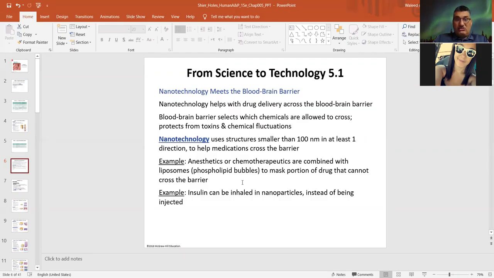Blood-brain barrier is very tight. It's a tight junction. So things cannot reach the brain easily. It's extremely hard for molecules, even if they're small. It's very hard to reach the brain, and this is obviously for protection of the brain. So if that's the case, they can use this technology to help medications, for example, or anesthesia, or chemotherapeutic agents that we want to reach the brain. You can mix it with something that's very tiny that helps you cross the blood-brain barrier.